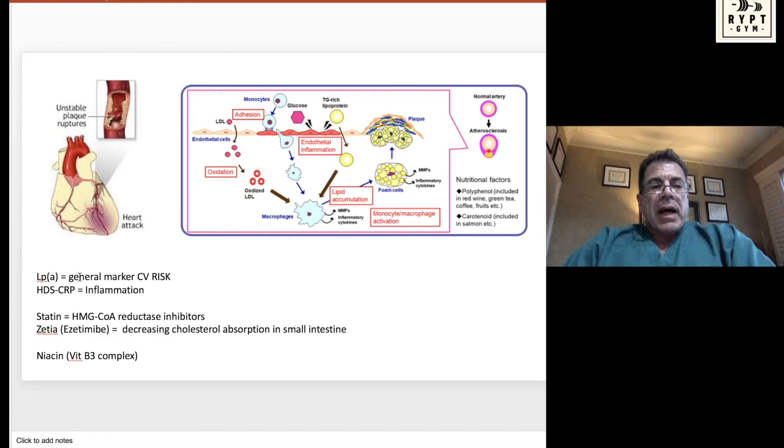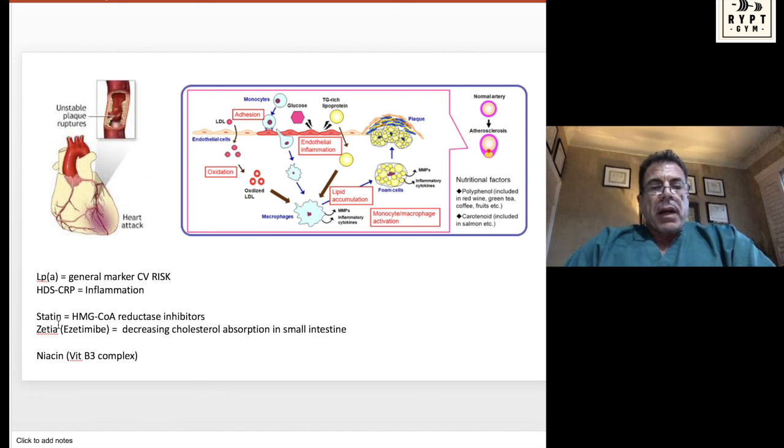LPA is a lab that we use as a general marker of cardiovascular risk, so you may see your doctors order that for you, or the high-sensitivity C-reactive protein is a general marker of inflammation. So a plaque that's about to rupture may have high CRP or C-reactive protein levels, representing inflammation. Things that doctors do, and I recommend if you have this problem, you have to see your own doctor. This is just general information for you.